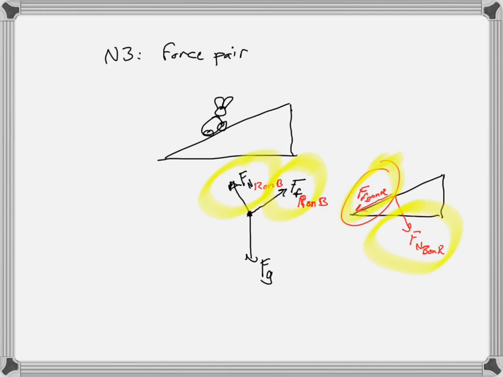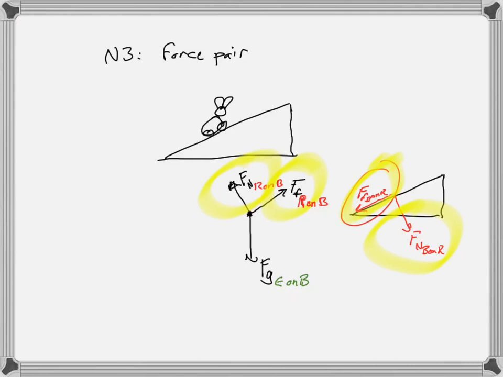What about the gravitational force? Where's the Newton's third law pair for the gravitational force? Well, what is the gravitational force? It's the force that the Earth exerts on the bunny. So what is the third law pair? How do you figure out what the third law pair is? You simply switch places of the two objects. If the bunny's weight is due to the gravitational force, which is the force that the Earth exerts on the bunny, then the equal and opposite force, the third law pair, must be the force that the bunny exerts on the Earth.